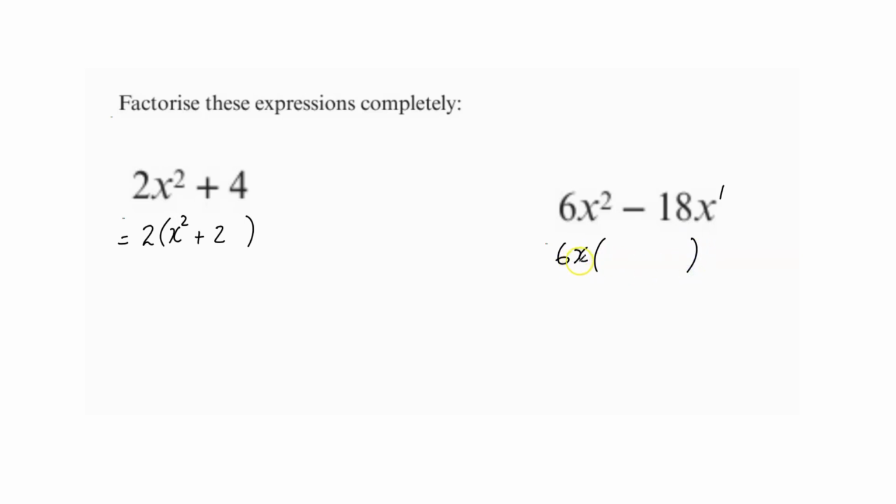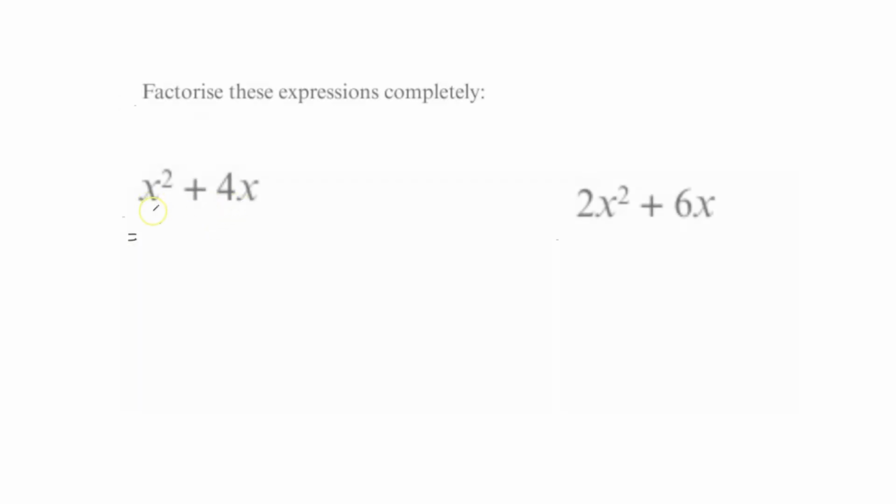So 6x times x here would give us 6x squared, and 6x times minus 3 would give us minus 18x. So that's completely factorized. Let's examine another type of question. Here the highest common factor is x, so that would be outside the bracket. So x times x here would be x squared, and x times 4 would be 4x. So that's completely factorized.